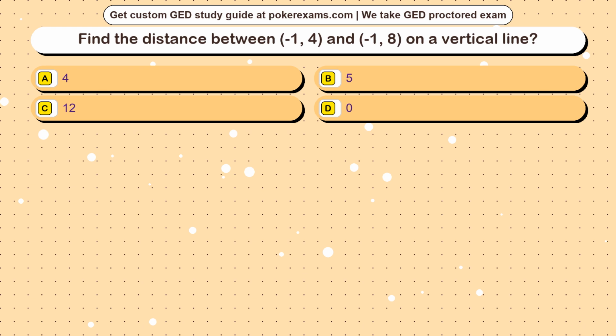Question 20. Find the distance between (-1, 4) and (-1, 8) on a vertical line. Option A, 4. Option B, 5. Option C, 12. Option D, 0.